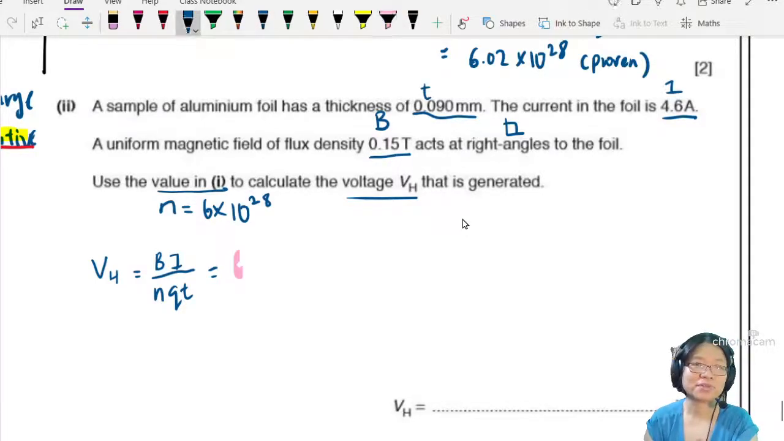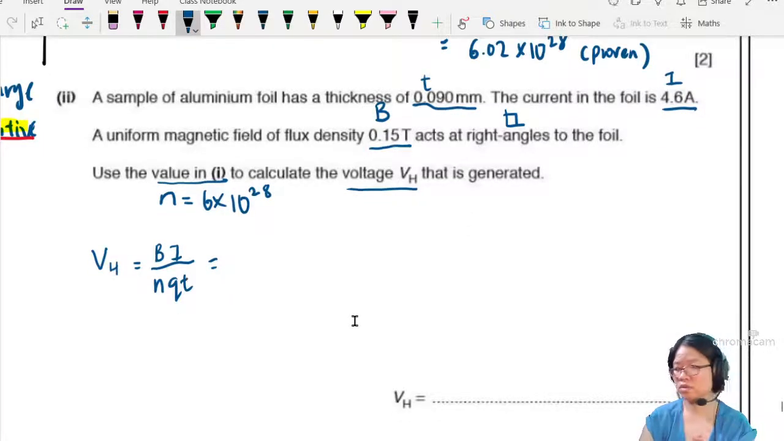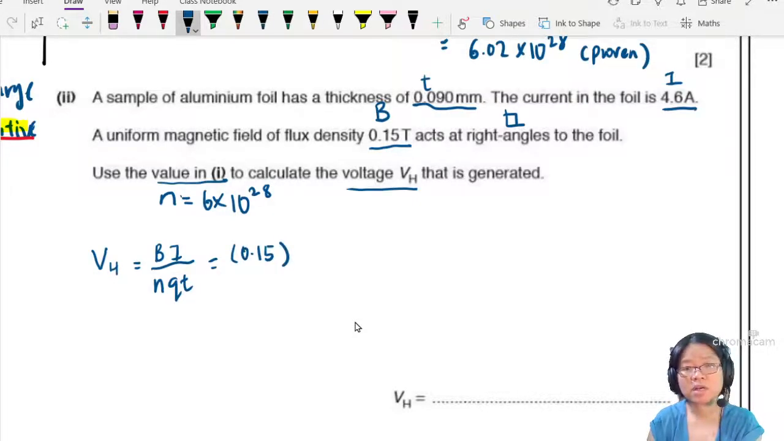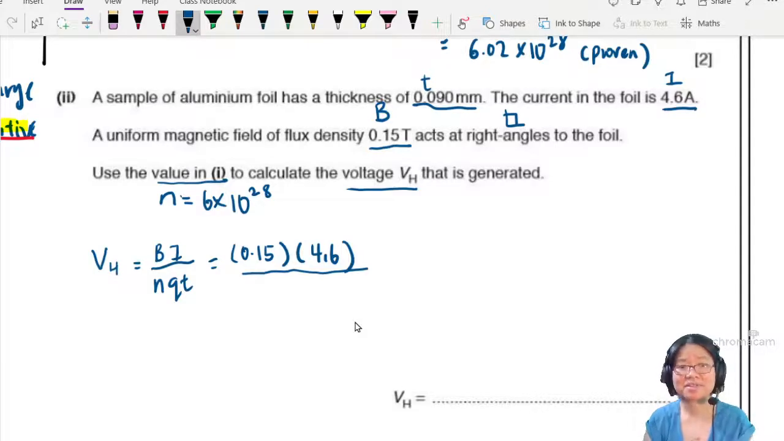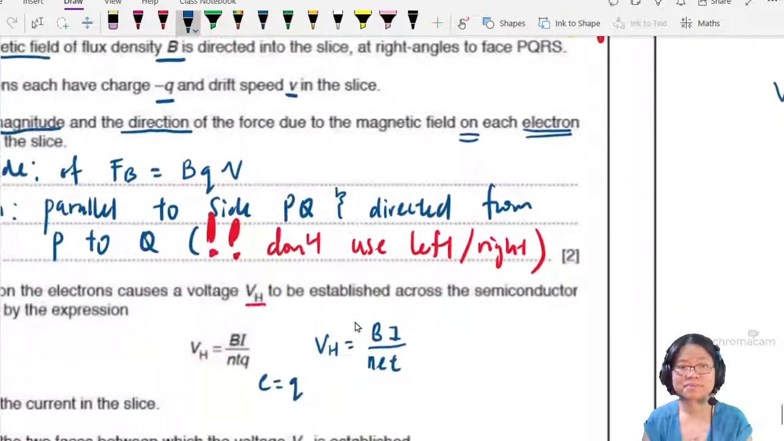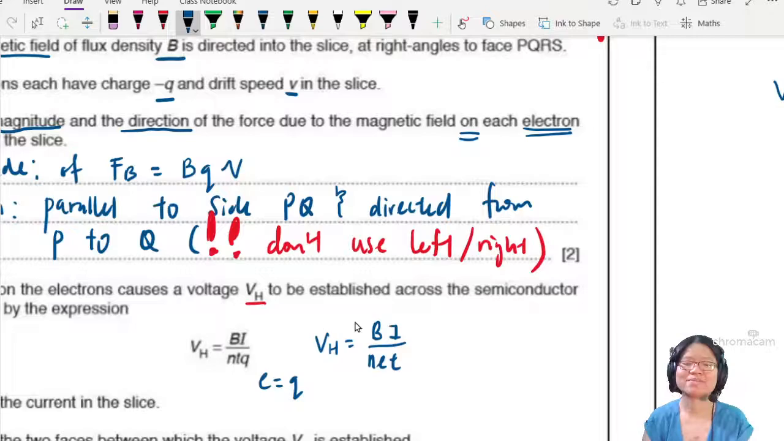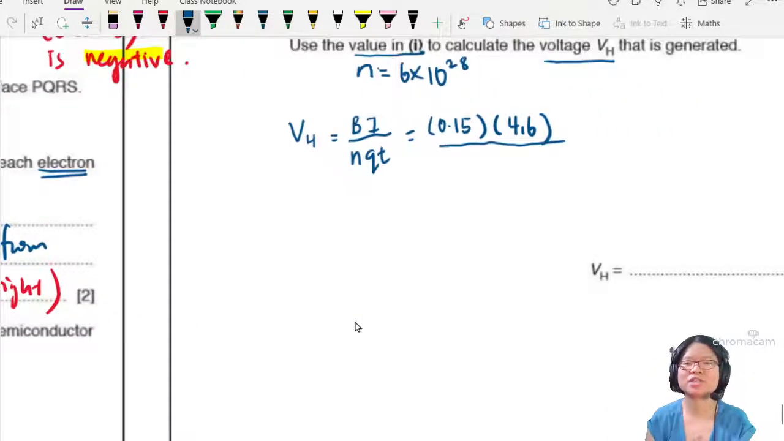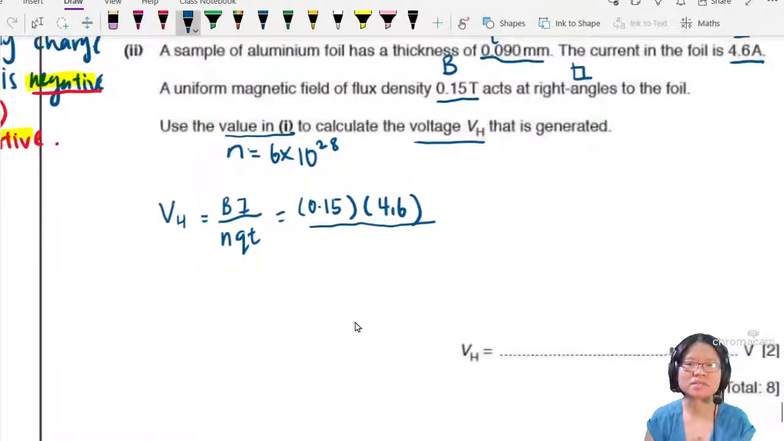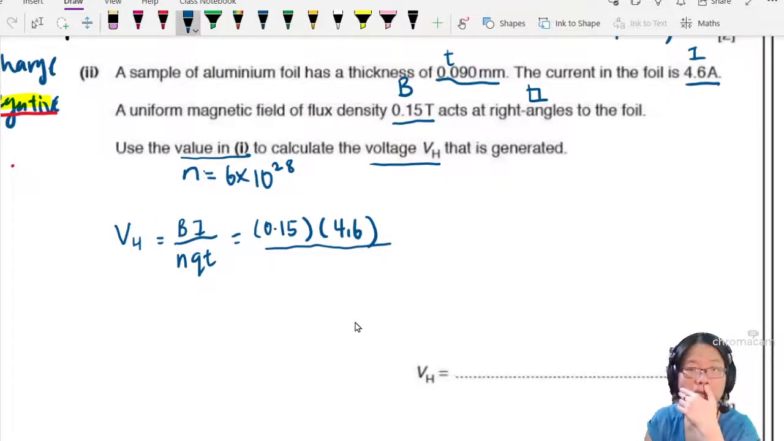Alright, so we're going to now substitute the values inside the equation. We are going to substitute the value of B, 0.15, current is 4.6, just plug and play, bonus question. They already gave you the equation anyway. The equation is here. Okay, so I'm just going to use back the equation. ntq, nqt, doesn't matter. Okay, where are we now?